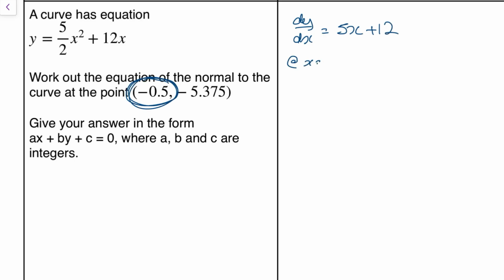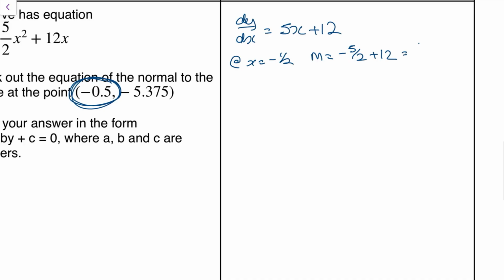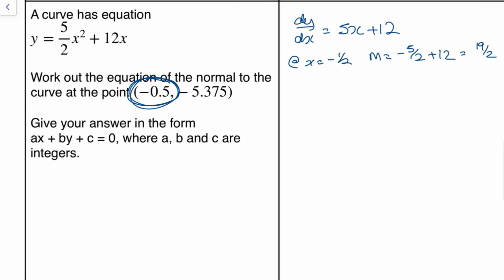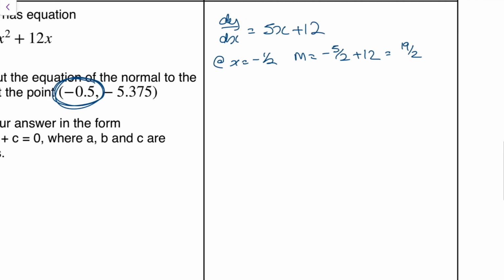So at x equals minus a half, the gradient m is equal to minus 5 over 2 plus 12. And minus 5 over 2 plus 12 is going to be, well, 12 is 24 over 2, 24 minus 5 is 19. So it's going to be equal to 19 over 2. That's such a weird value. Let me just check. Yeah, no, I'm happy with that. That seems okay.